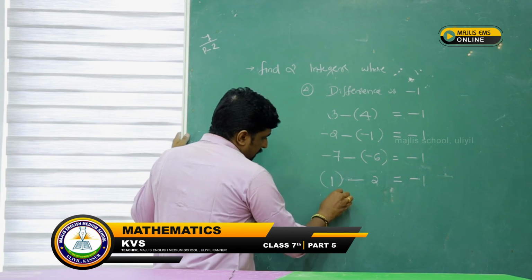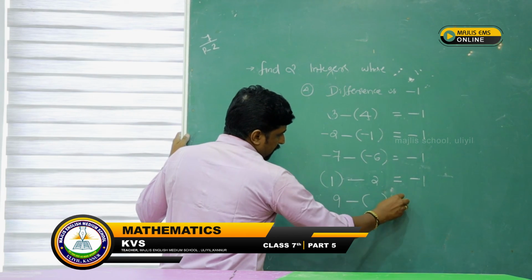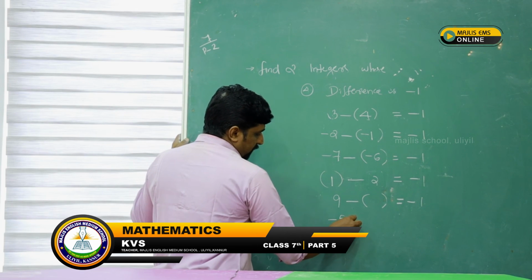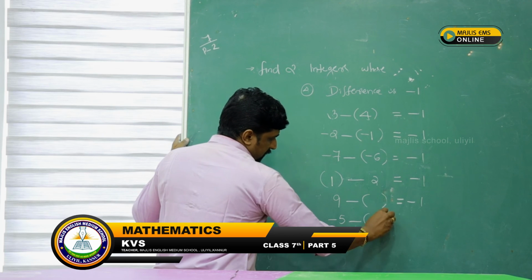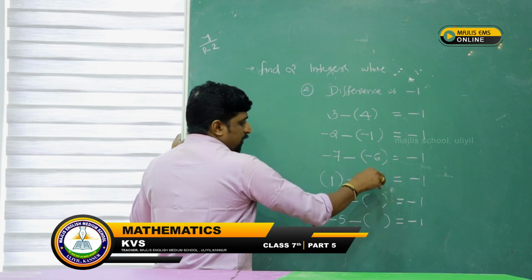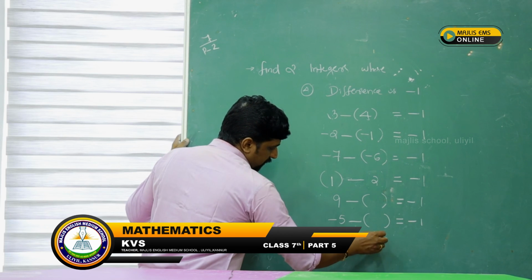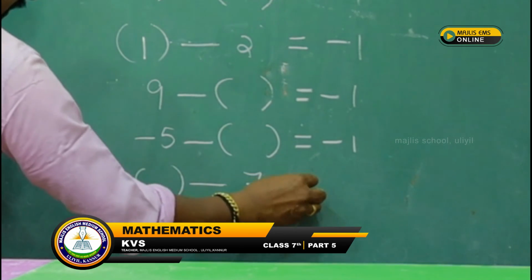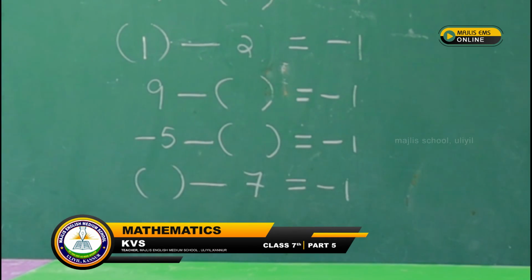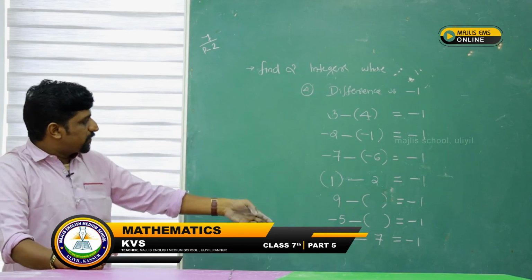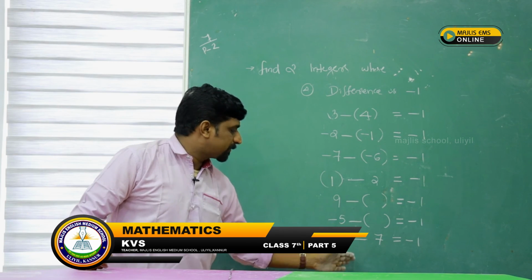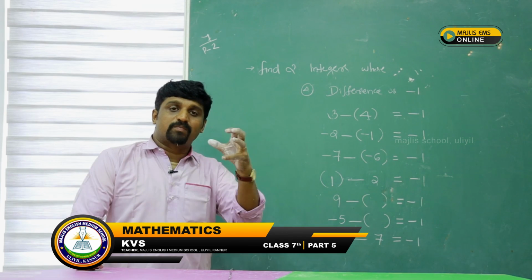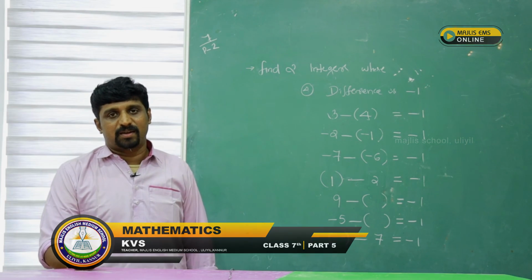Okay. So, I can give you 9 minus this, you can fill, equal to the answer we need, minus 1. Minus 5 dash equal to minus 1. We need to fill these two. Okay, one more I can give you. Here 7, we need to fill this bracket, equal to minus 1. Always I need the answer minus 1. The difference means in between I can put the subtraction symbol. The remaining three brackets you need to fill. Okay, yes.